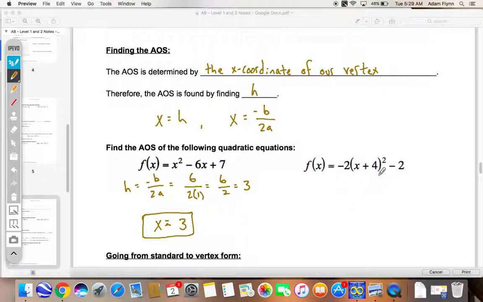Now I'm given an equation in vertex form. So I'm given my h, I'm given my k. Again, I have to be careful with my sign here. I'm given x plus 4. So I know my h is actually negative 4. It's just the opposite. So because of that, I know what h is. So that'll be my axis of symmetry, the vertical line x equals negative 4. Pause the video if you need more time.